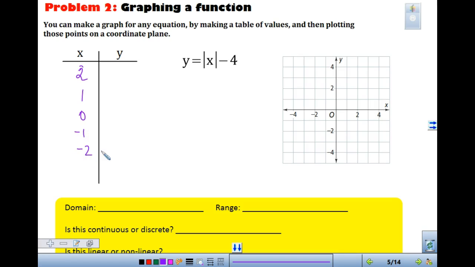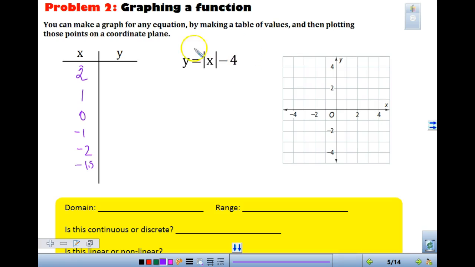Could I have picked a fraction for this? Yes, I could. So maybe we want to pick negative 1.5, right? That's going to be between here. Negative 1.5. We'll put that down for 1. Usually I'm going to need you to do 5 values on your table, okay?